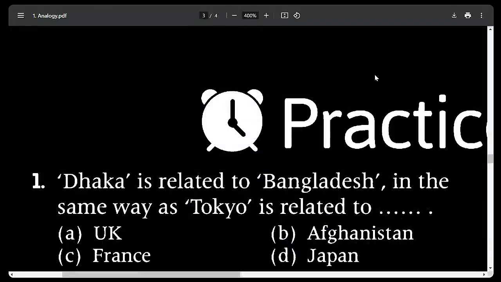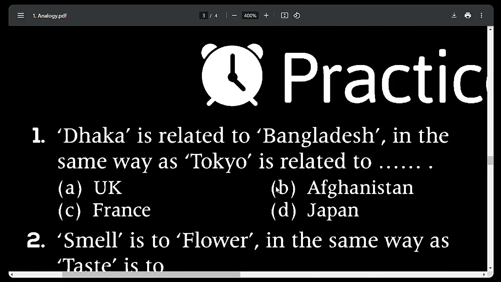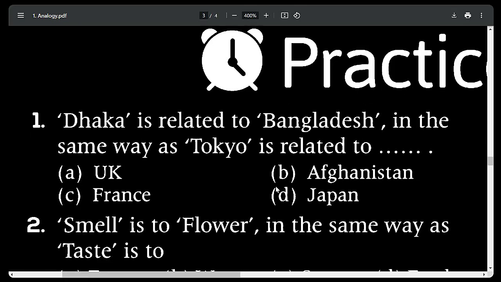Snehal, can you answer this question? Sir, Japan. Yes. What is the relation between Dhaka and Bangladesh? Sir, capital. You say the full statement. Dhaka is the capital of Bangladesh. Similarly, Tokyo is the capital of Japan. Next question. You can mute yourself, Snehal.